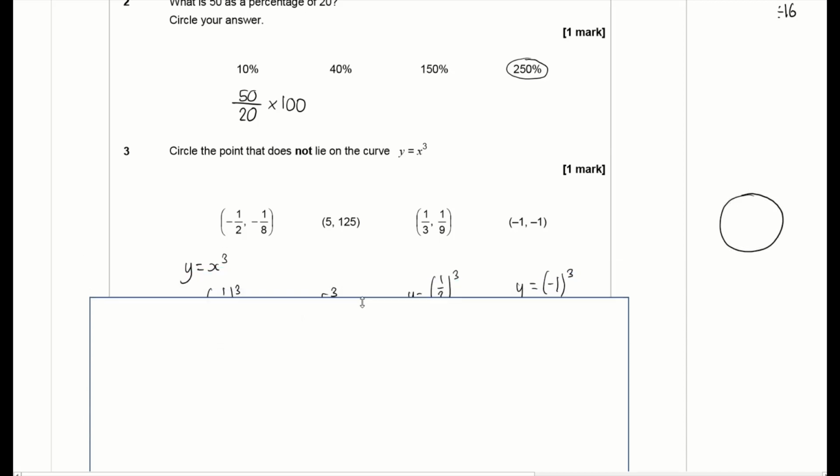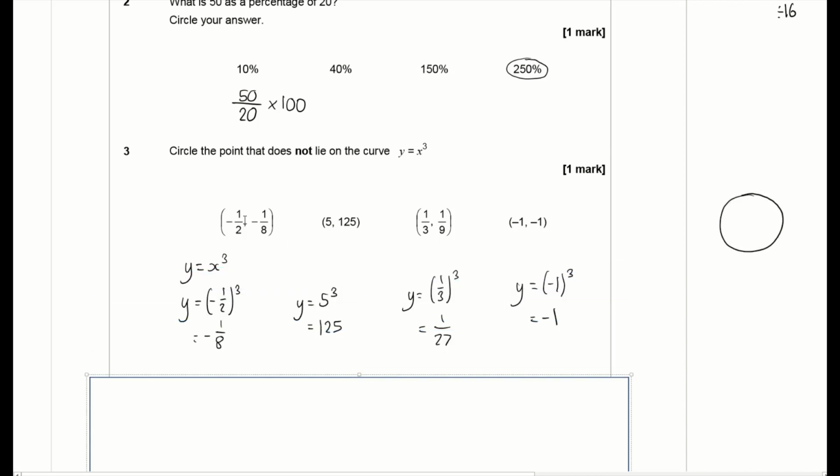So start with the first one, which is x equal to negative a half, and substitute it into the formula for y equals x cubed. So x is equal to negative a half: type it in the calculator and cube it. Because this is a calculator paper, just be careful when you are typing in negative numbers. As a general rule, particularly if you're using Casio calculators, write any negative number within a pair of brackets. You can see here that negative a half has been written in brackets just there.